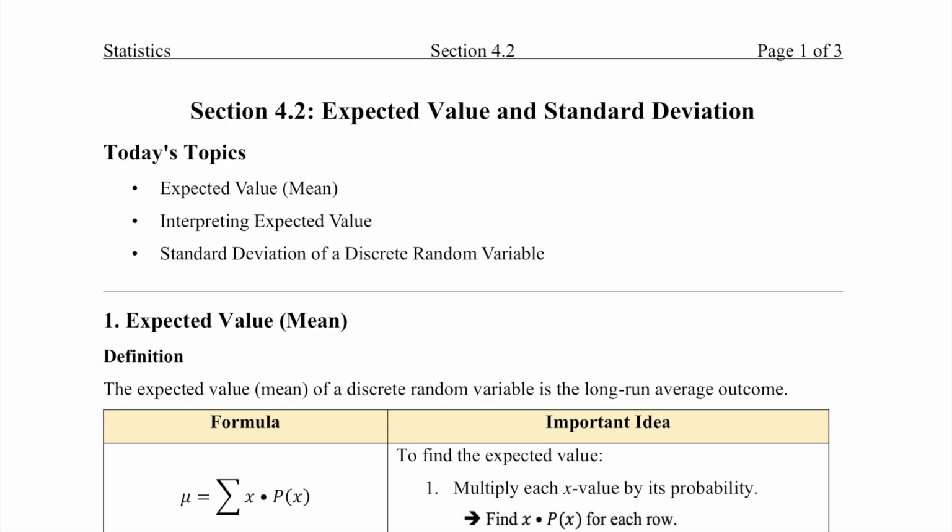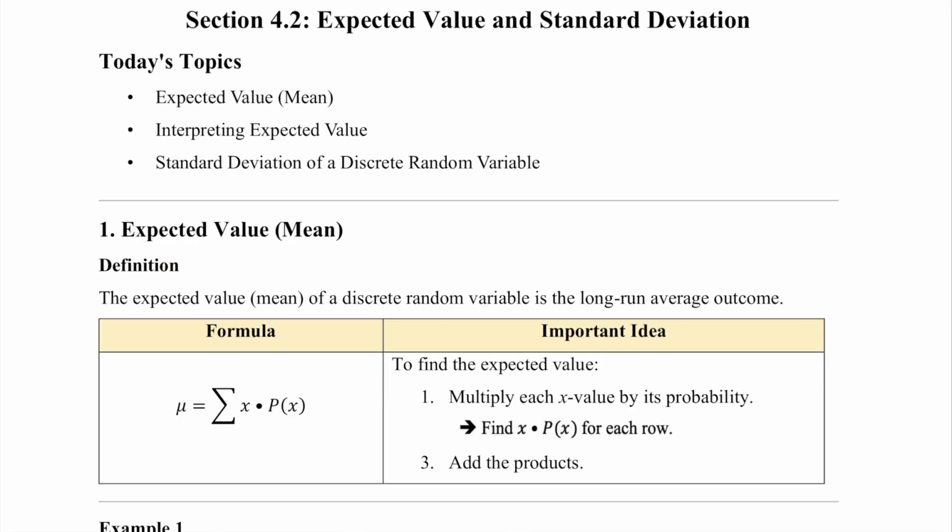Hi everyone! In this video, we are going to introduce the expected value, also called the mean of a discrete random variable. We'll start by learning how to read a probability distribution table. Then we'll calculate the expected value by hand. And finally, I'll show you how to find the mean using your TI-84 calculator.